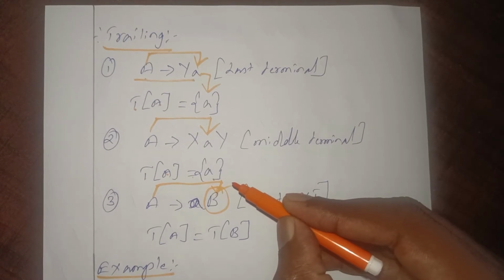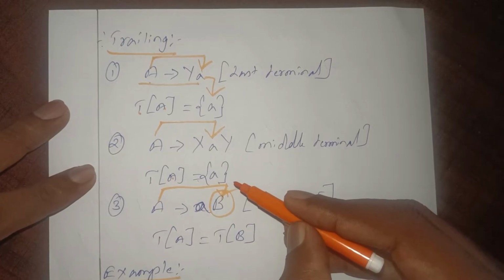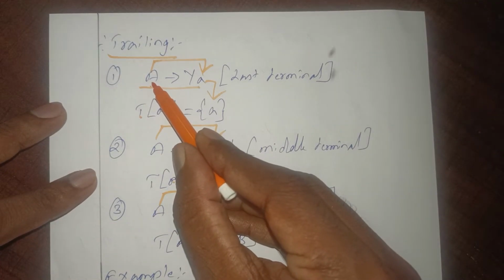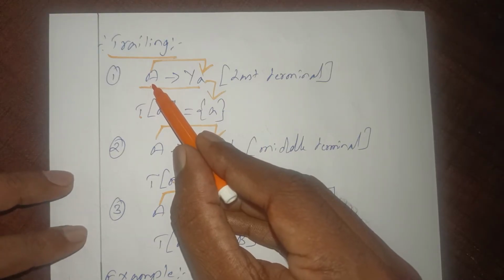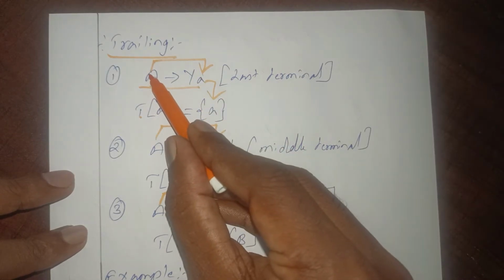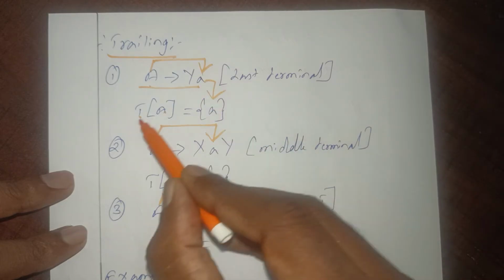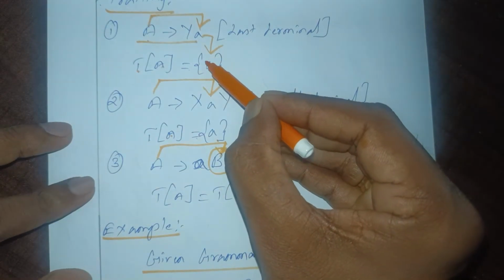So let me tell you how trailing works. In a similar manner, it is quite the opposite: trailing is quite the opposite of leading. You can find in the grammar, if it is matching in this particular way, like A tends to YA, that is, a non-terminal on the left hand side pointing to a last terminal on the right hand side, trailing of A is equal to small a. This is rule number 1 in trailing.